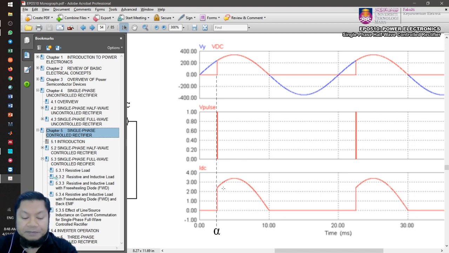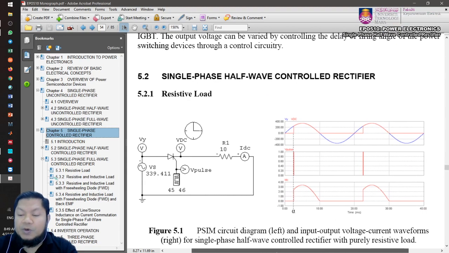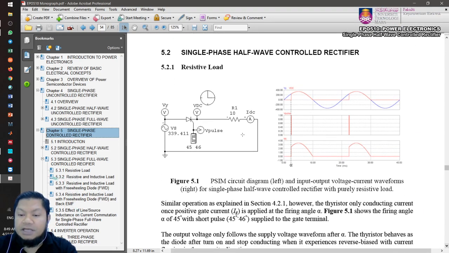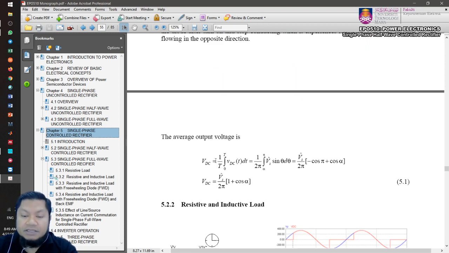The bottom waveform here is for the resistor. Now if you look at the waveform, there is a new variable in your circuit, in your waveforms, which is alpha. Before this we had 0 to pi. Now it starts with alpha and ends at pi. To get the output voltage, you just integrate. This is the general equation. I'll always stress remembering or understanding the general equation, because it applies to any waveform.